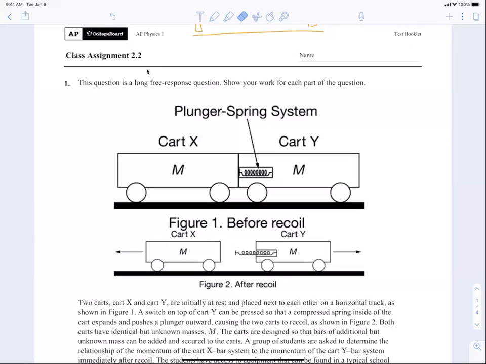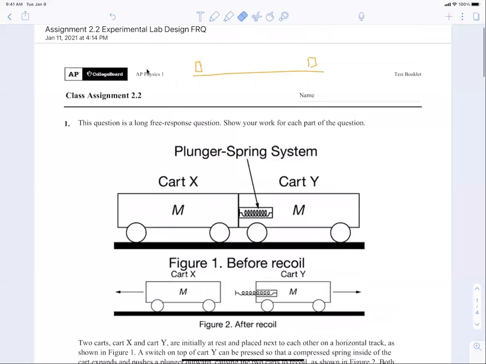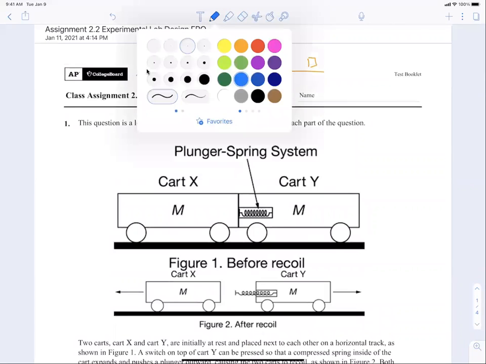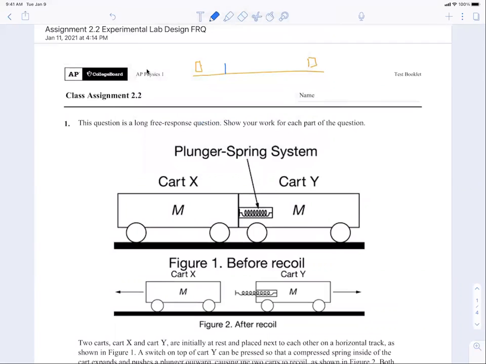Okay, in class tomorrow, we're going to be working through this. I actually will have two carts. This will be my X and my Y. I'm basically able to simulate exactly that in person. I can do it in person.